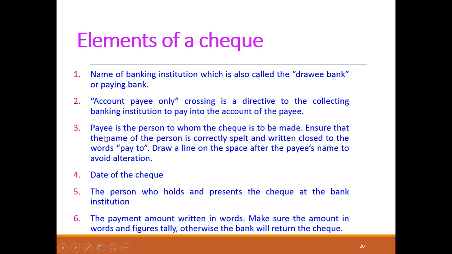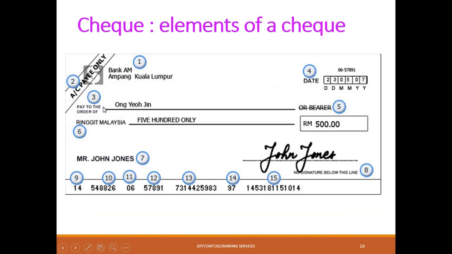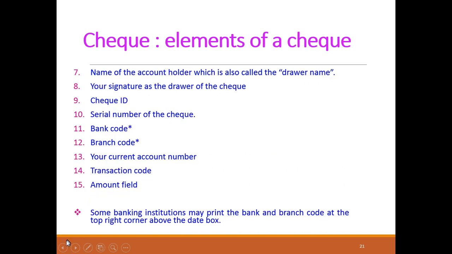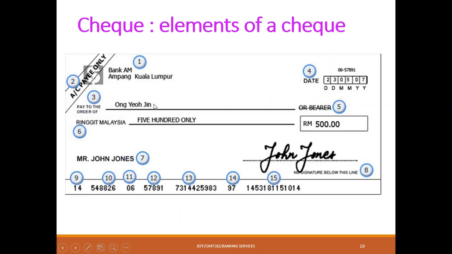Okay, and then third adalah payee. Okay, payee is the person to whom the cheque is to be made. So, but you need to make sure the name of the person is correctly spelled and written close to the word pay to. Okay, so korang kena tulis dia dekat kepada word pay to ni. Okay, dekat sini. And then dia kata, draw a line on the space after the payee name to avoid alteration. Okay, dekat mana pula draw a line ni? Korang kena draw a line after payee name, sebab nak avoid alteration tu kan. Kita terus buat garis panjang untuk make sure tak ada penambahan nama kat situ.